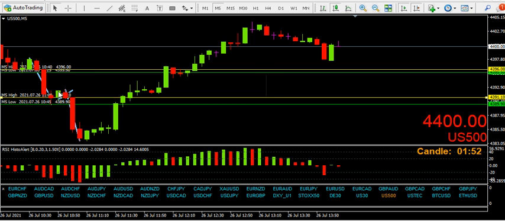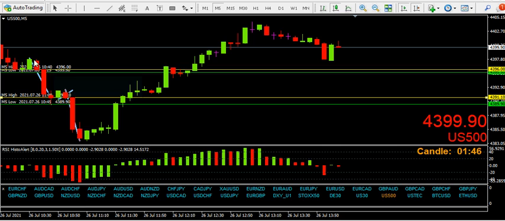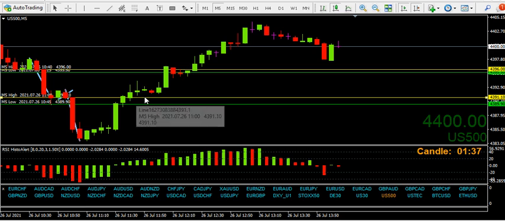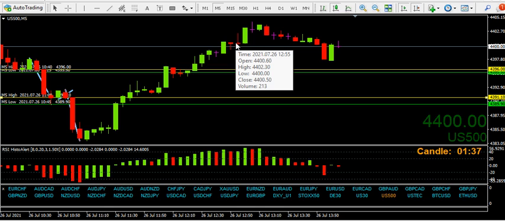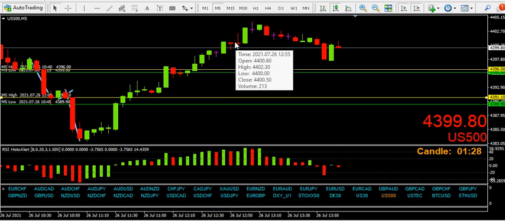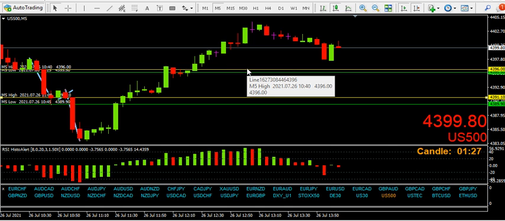It's broken that level there, up it goes to the next level. And likewise, if we were going down, it breaks this level here and it goes to the next level here, and it breaks this level here and it goes to the next level here. They are supply and demand areas. They are areas where liquidity is hiding. They are the likely areas where price will go. So try to simplify everything you do as much as possible.